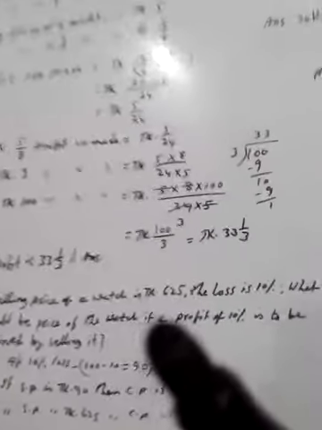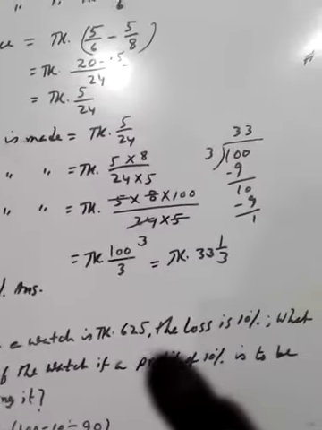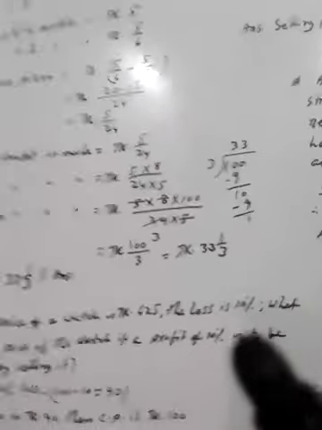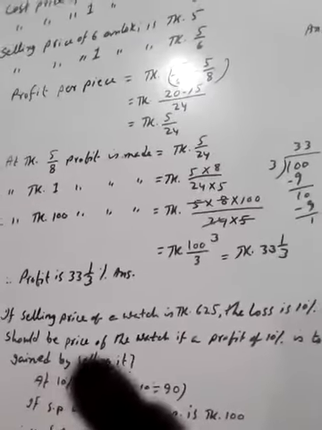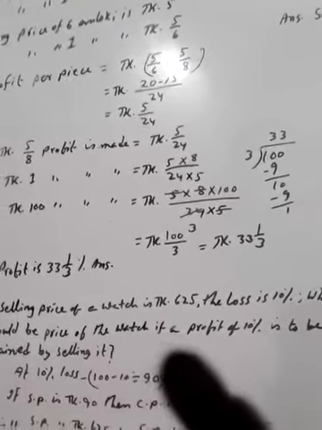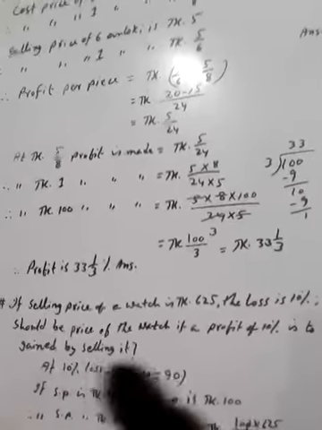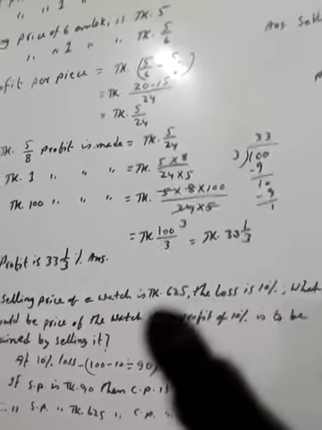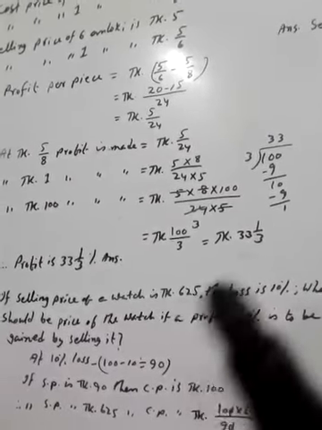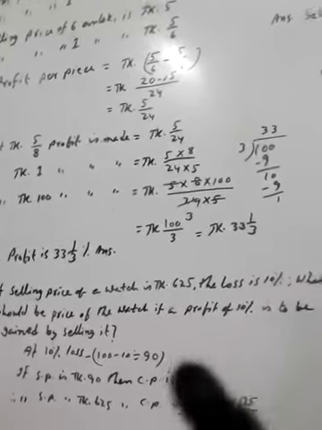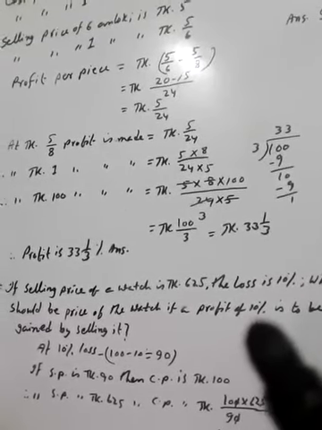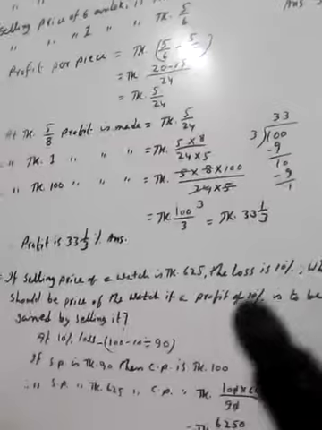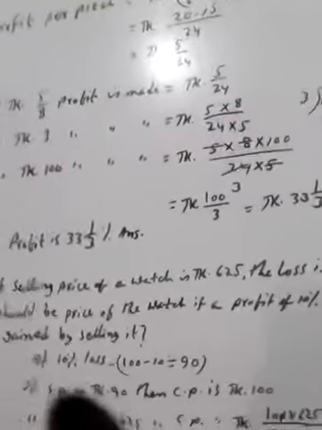Next statement. If the selling price of a watch is 625 taka, the loss is 10%. What should be the price of the watch if a profit of 10% is to be gained by selling it? At 10% loss, the selling price is 625 taka. We have to find out the cost price, and to gain 10% profit, we have to find out the selling price. First, let's find out the cost price.